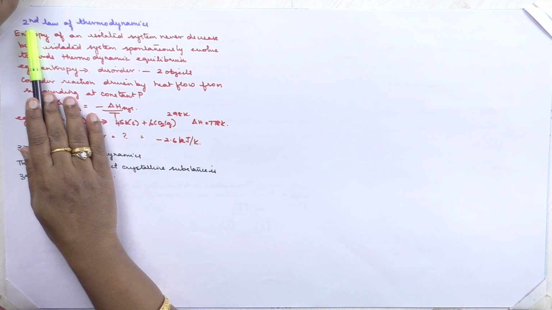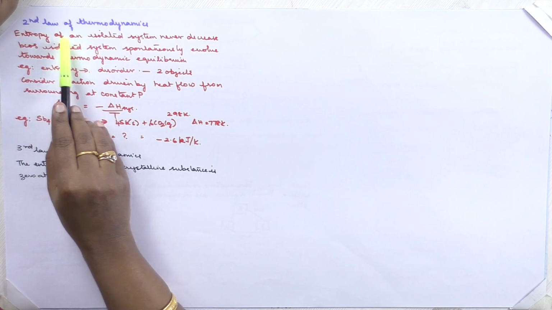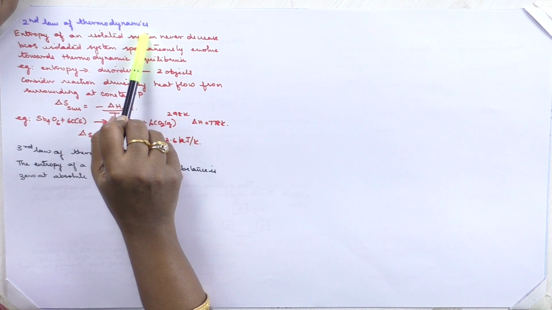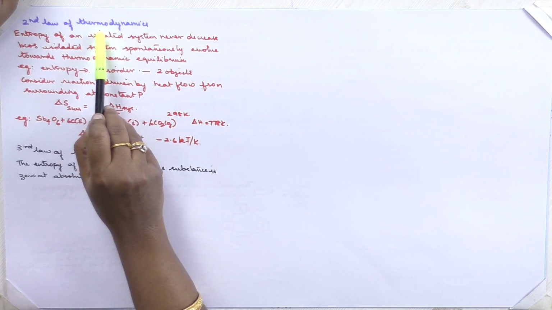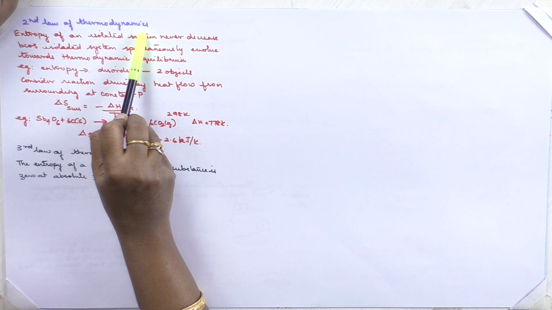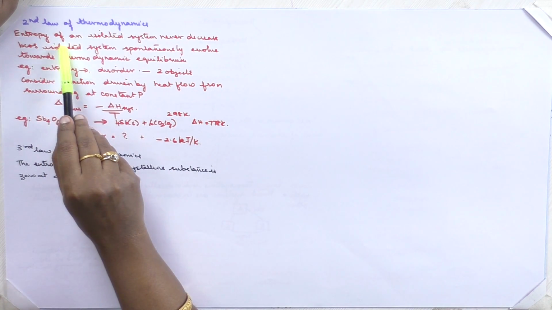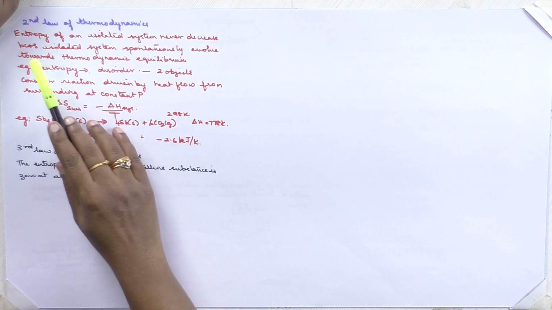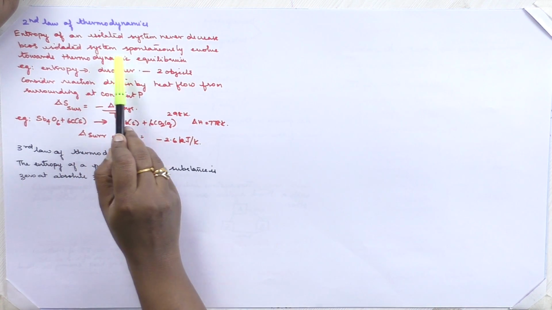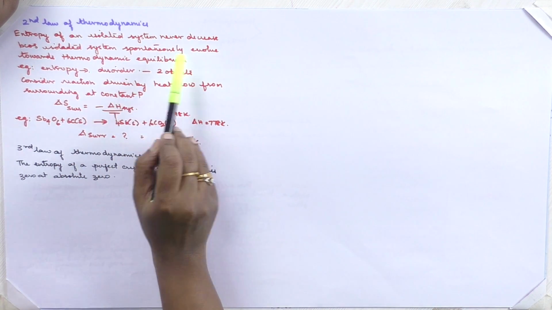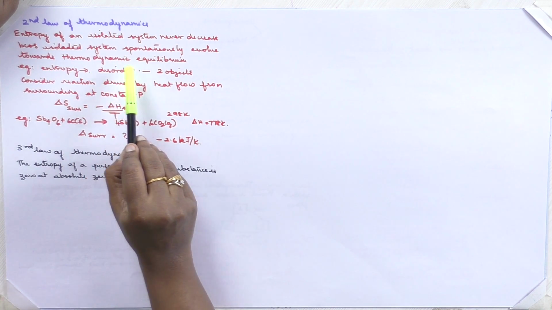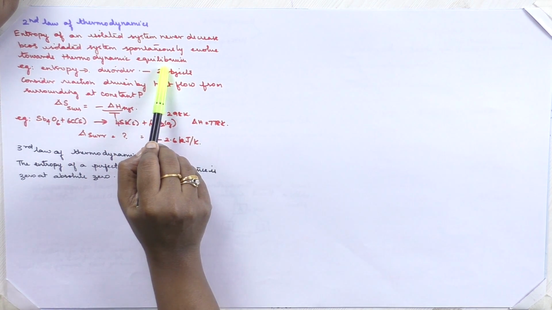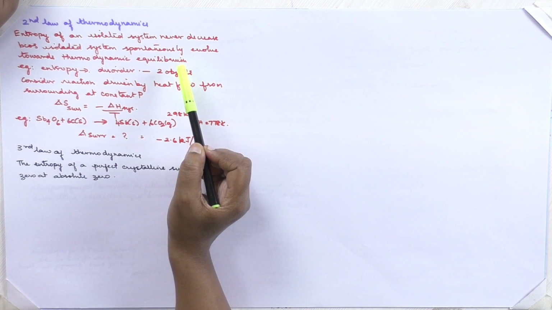Now we will look at the second law of thermodynamics. The second law of thermodynamics states that the entropy of an isolated system never decreases, because isolated systems spontaneously evolve towards thermodynamic equilibrium. So what does this statement mean?